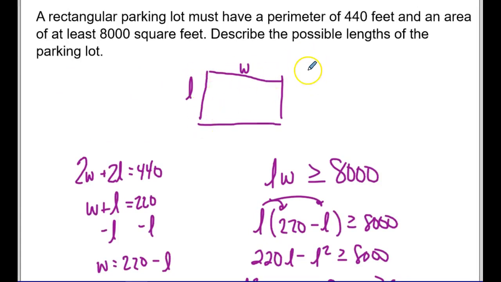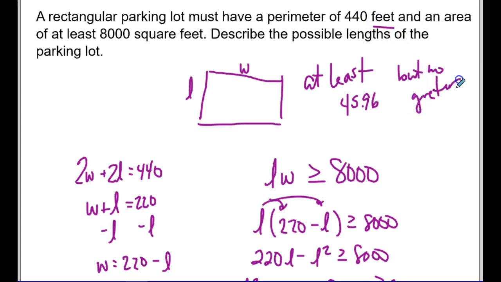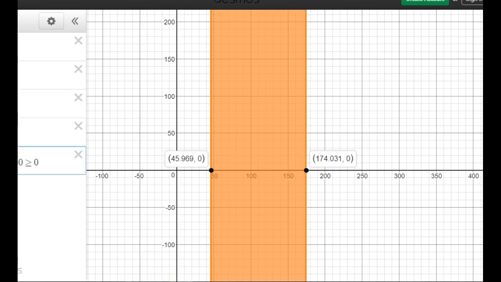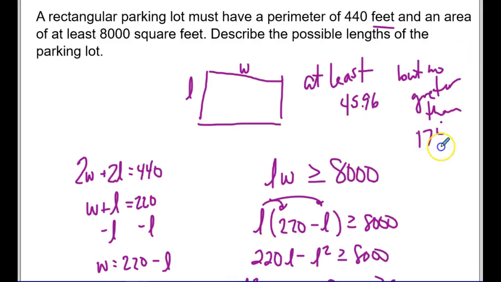So the length needs to be at least, right? And because we're given a word problem, we have to use sentences often to answer it. So the parking lot needs to be at least 45.96 feet, right? Because we're dealing with feet, but no greater than, that would be my other intercept, my 174, but no greater than 174.